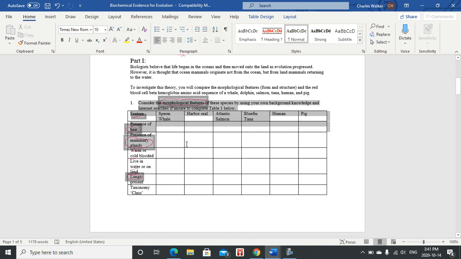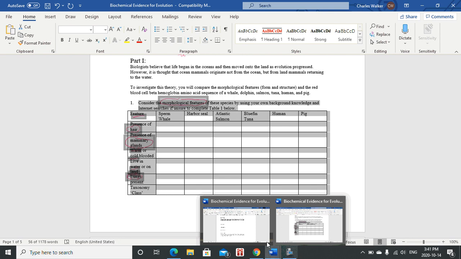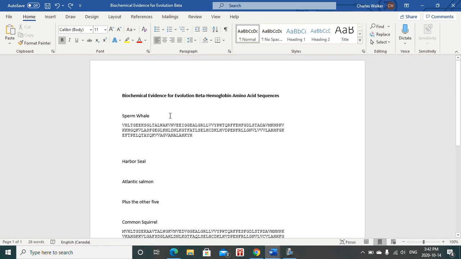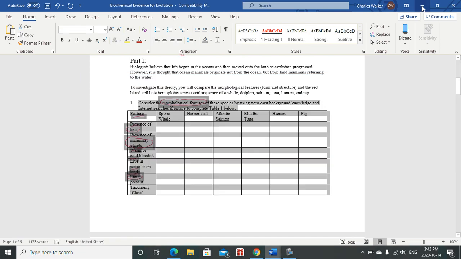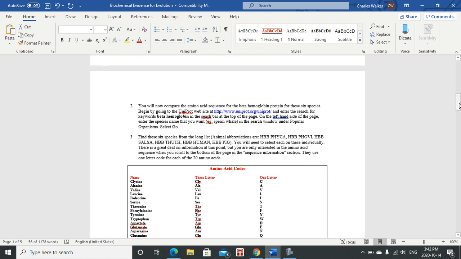So what you can do with this first one, for example, is, I have some stuff written on here, but if I just copy this, go to a Word document that I've already opened up for biochemical evidence for evolution, and you can just paste that table right in, and you can just fill it in right within that table. Okay, so that is for the first table. That's all you need to do for the first table, although there is one question as well that does go along with it. So let's take a look at really the meat of this lab, and that's the biochemical evidence.